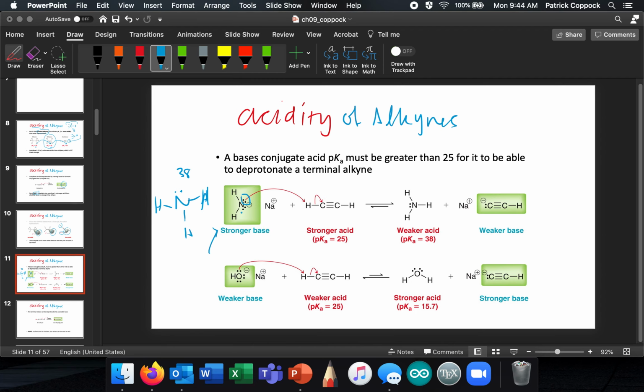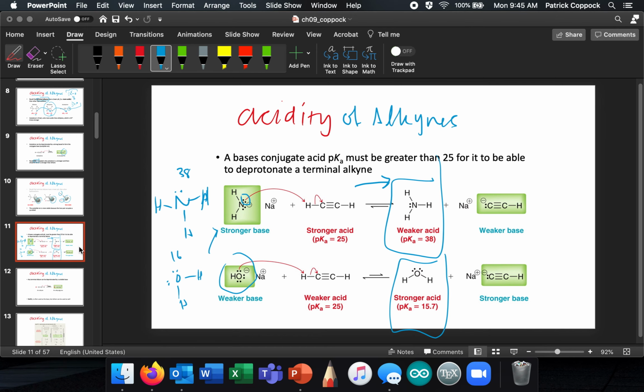So sodium amide, or sodamide, is a stronger base. Now this is the conjugate base of my favorite acid, water, which has a pKa of 16. Since that has a pKa of 16, its conjugate base is weaker than the conjugate base of acetylene, which is acetylide. So here's ammonia, here's my favorite acid, water, and you can see that this equilibrium is going to go in this direction.